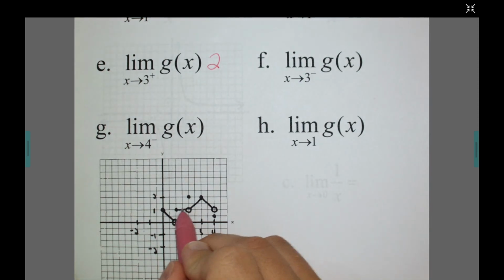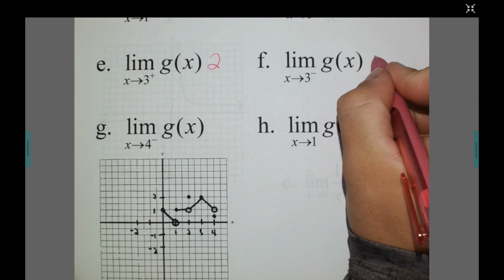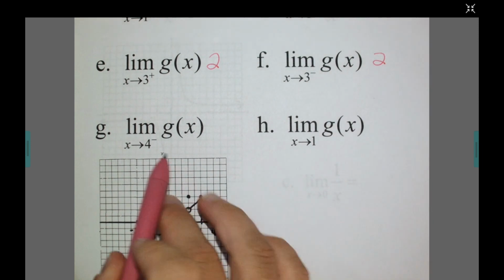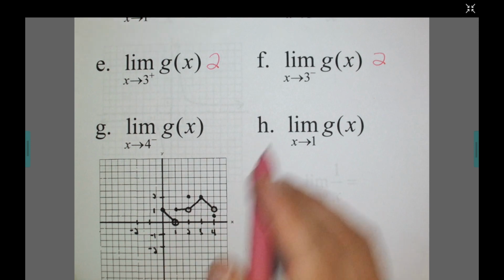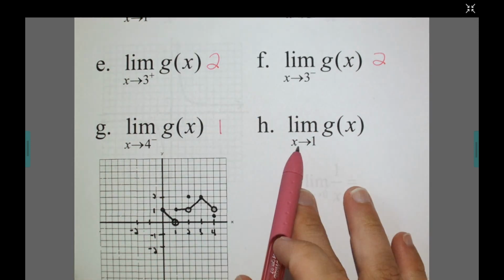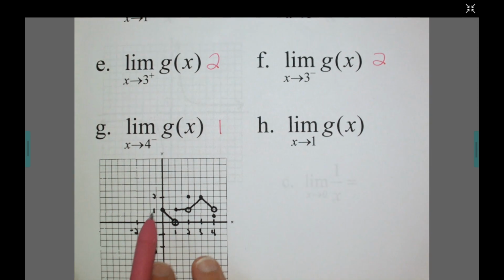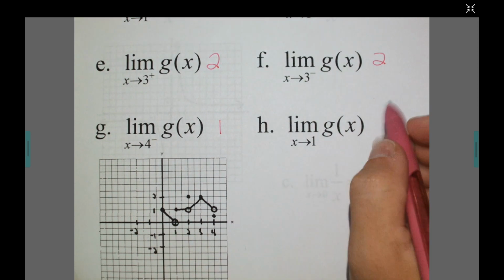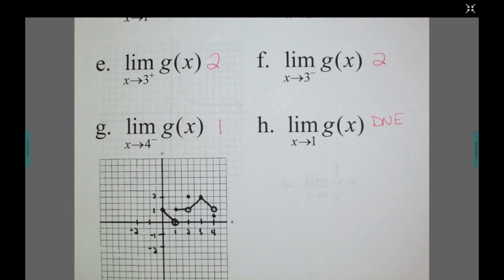3 from the left, we walk along our function until I get to an x value of 3. We're approaching a y value of 2. 4 from the left, I'm going to approach a y value of 1. And the limit as x approaches 1. Again, notice there's no exponent there, so it has to match from the left, which is 0, from the right, which is 1. They do not match. So our limit for that scenario is not going to exist.